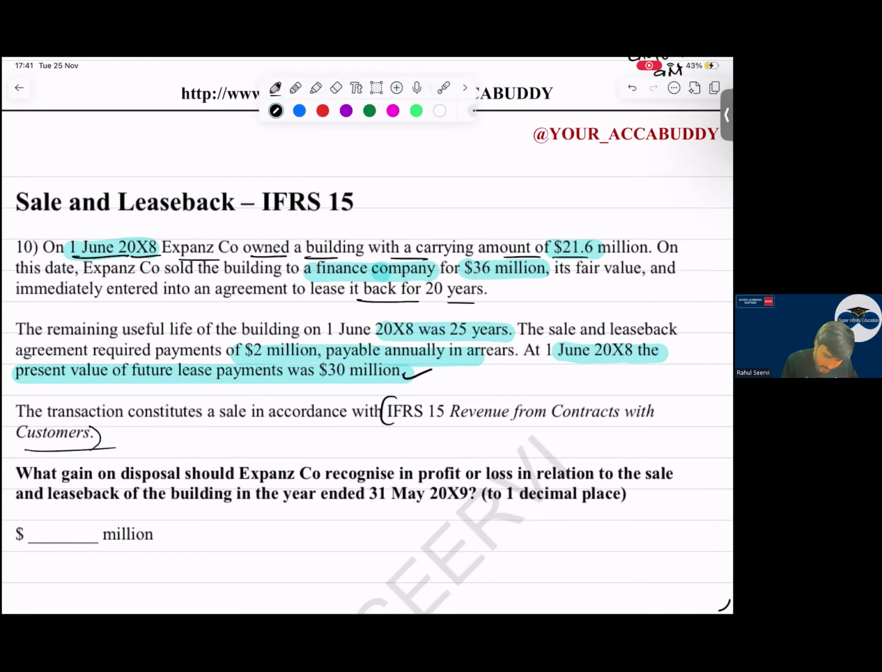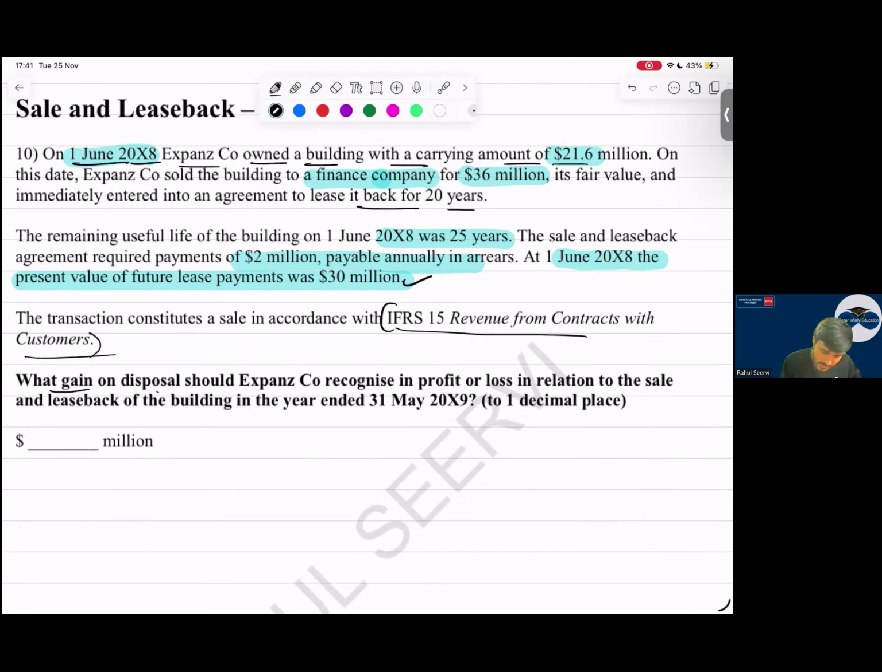See here, what is written? The transaction constitutes a sale in accordance with IFRS 15. So it's a sales transaction. Then, if it is a sales transaction, it's a sale and leaseback. Then let us read the question. What gain on disposal should E recognize in profit or loss in relation to the sale and leaseback of the building for the year ended 31st May 2009 to one decimal? To one decimal, you have to give the answer.